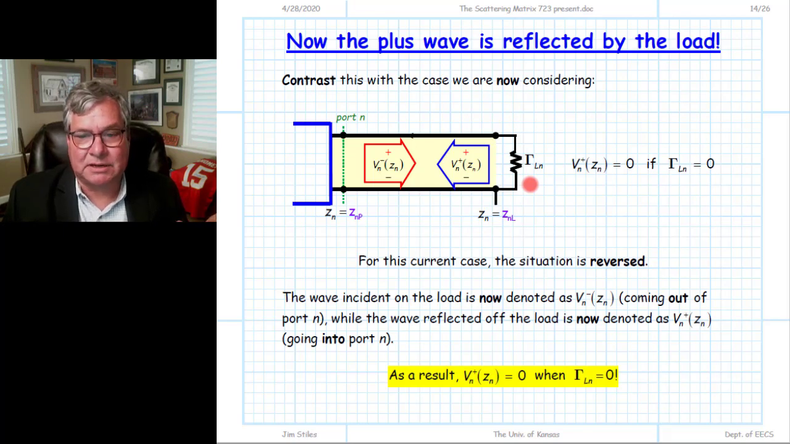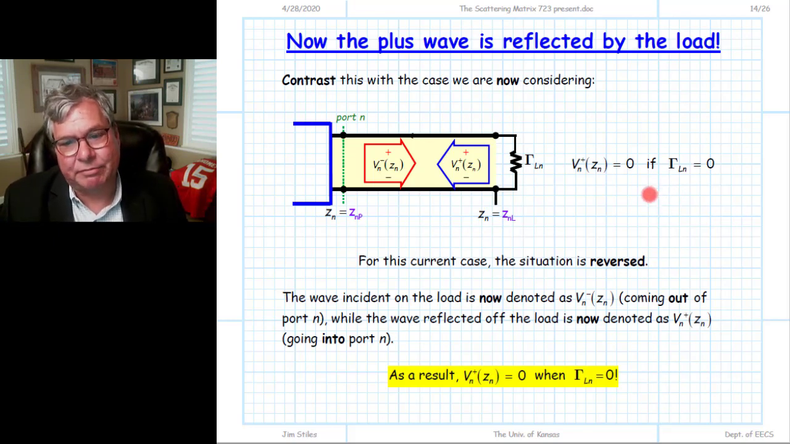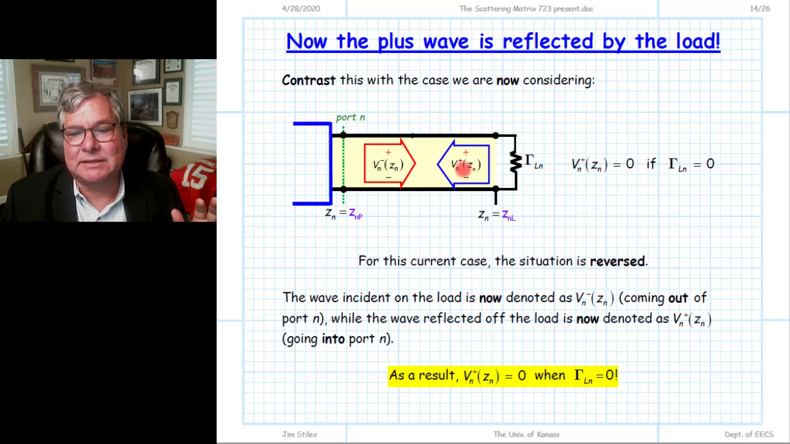So how do we interpret this? Again, we know a match load will reflect no wave. We have an incident wave on this load, nothing is reflected if gamma L is equal to 0. That physical statement is still true here. What is different is our index, and therefore what is different is what we call the plus wave and the minus wave. In this case, the wave that's incident on the load is the wave propagating away from the port in the direction of decreasing z. So this is the minus wave. Again, minus and plus depend simply on our index, which is arbitrarily determined.